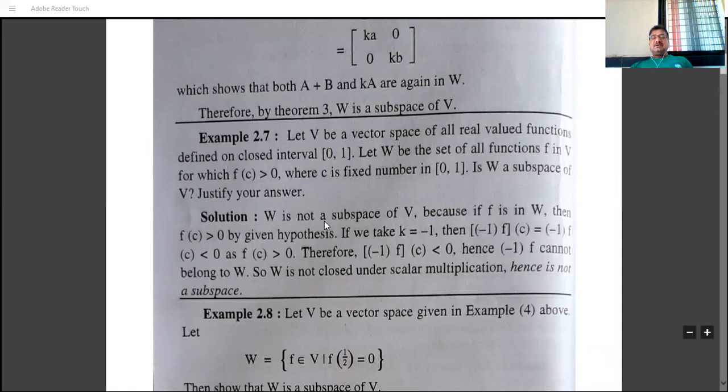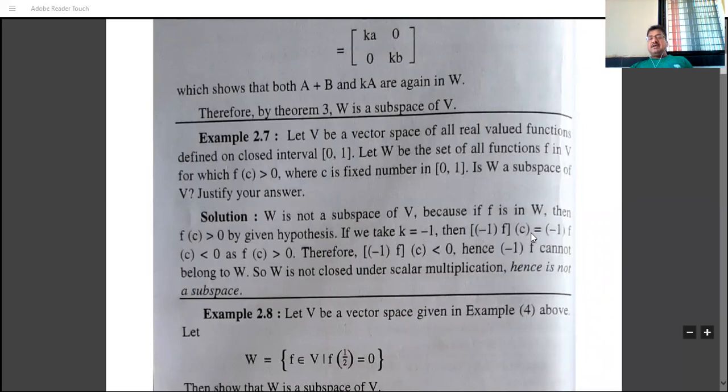Justify your answer. W is not a subspace because the second property fails for this. Suppose f is an element of W, then f(c) is greater than 0. But if you take k as -1, then what is (-1) times f?